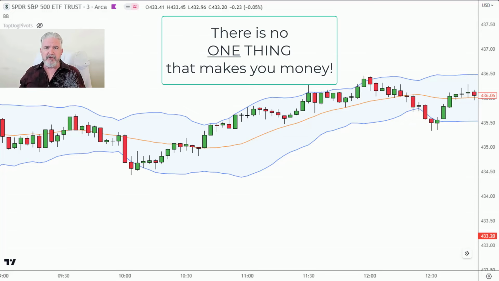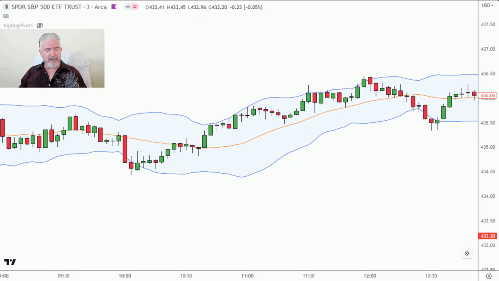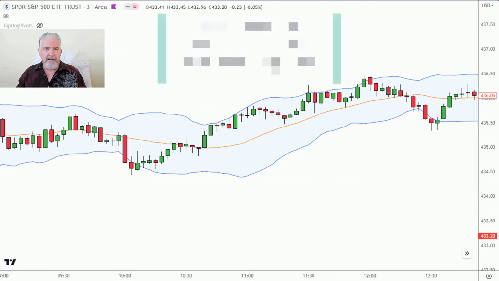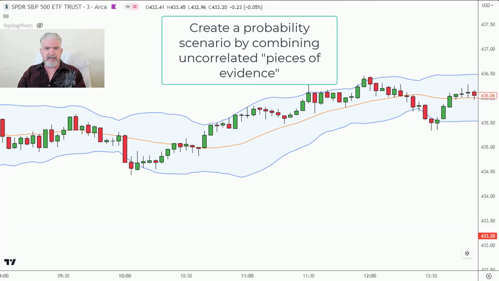Nobody knows what the market's going to do in the future. And so what we have to do is trade probabilities. Now you've heard that probably, and yet people in their mind are still looking for certainty. There's no certainty in the market. So we need a statistical probability. And how we do that is we put together uncorrelated pieces of evidence. It's almost like putting together a legal case.